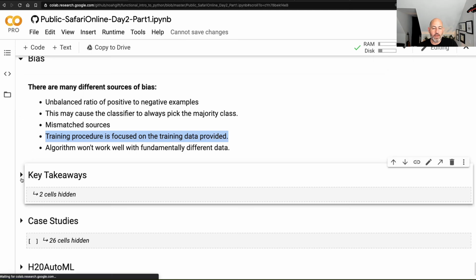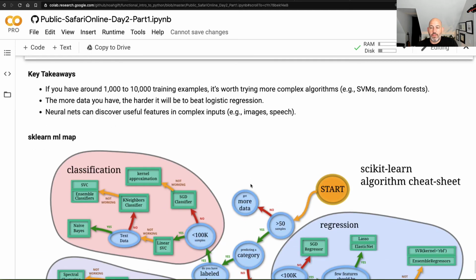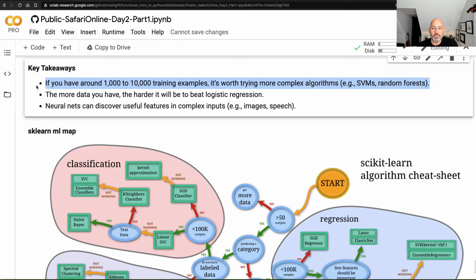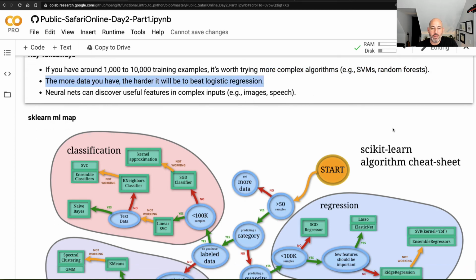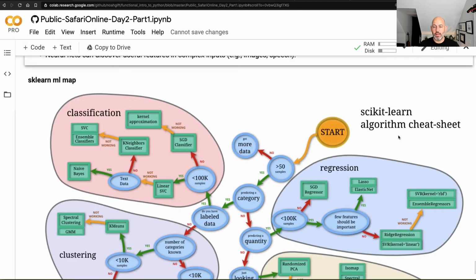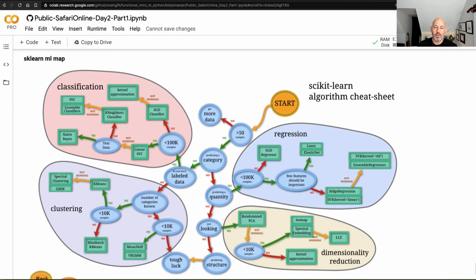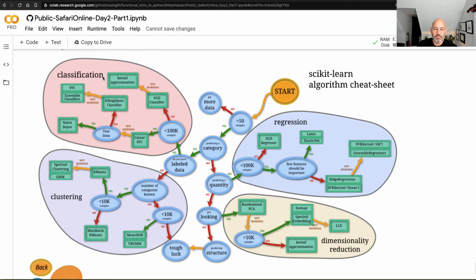And so a few key takeaways are that there are some techniques you can use. If you have 1,000 to 10,000 samples, maybe you could try more complex algorithms. The more data you have, the harder it is to beat logistic regression. And also, neural networks can discover useful features in complex inputs, right? And so here's a cheat sheet of scikit-learn that you could take a look at. It shows you a classification roadmap, a regression roadmap, a dimensionality roadmap, and a clustering roadmap just for the scikit-learn library itself.